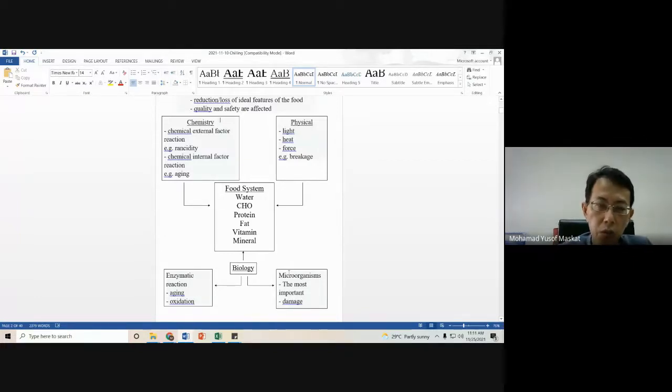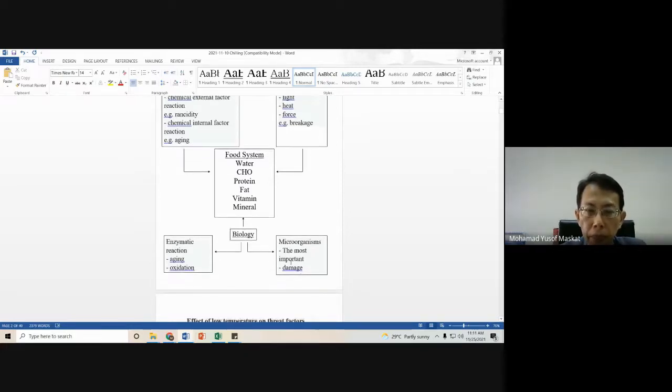So there are no standards. It doesn't mean that just because it is biscuits, you have a standard approach of preserving biscuits. There's no standard. So you have to understand and know your products.